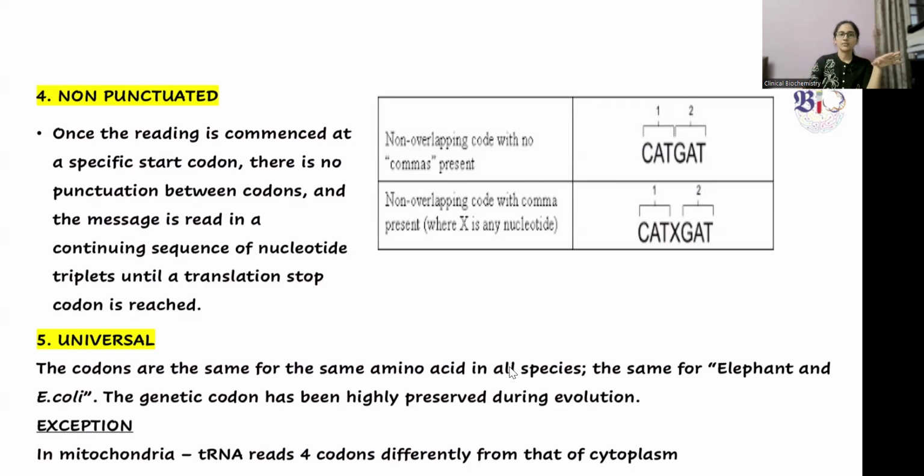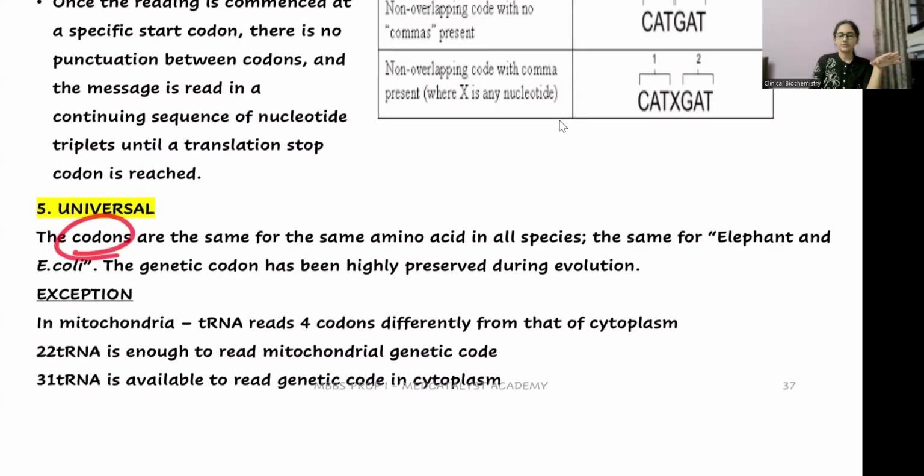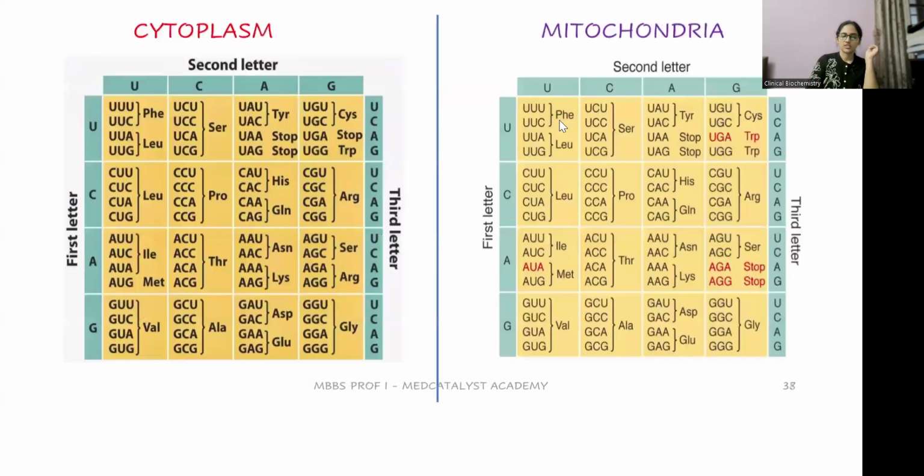Right. So next is universal. Universal means the codons are the same for the same amino acid in all the species, be it elephant or E. coli. For example, AUG is methionine everywhere. So that's what they say. But there are exceptions even here. What is the exception in mitochondria? Yes, so let us just see.